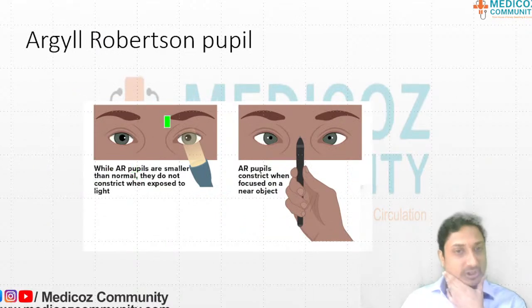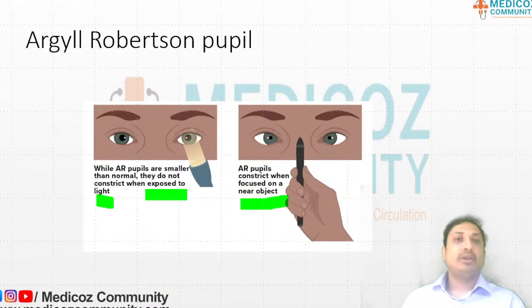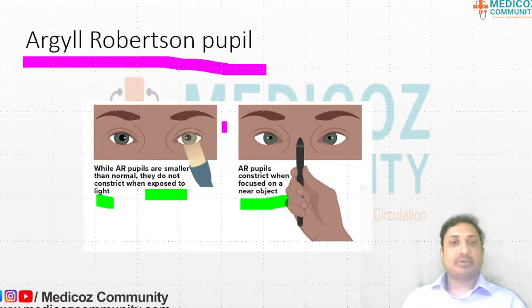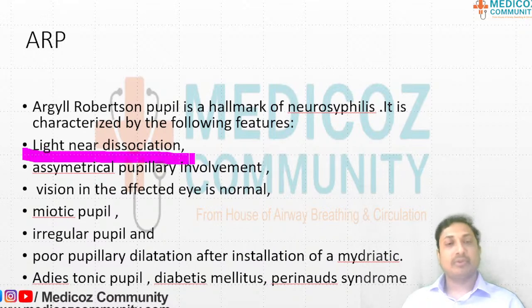Argyll Robertson pupils are smaller pupils. They do not constrict when exposed to normal light. They only constrict when focused on a near object. Okay. So Argyll Robertson pupils do not constrict when exposed to normal light. They constrict when they are focused at a near object. That means what is this condition called? This is called light near dissociation.